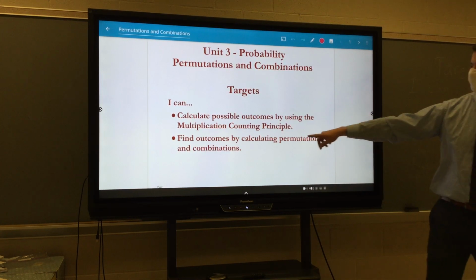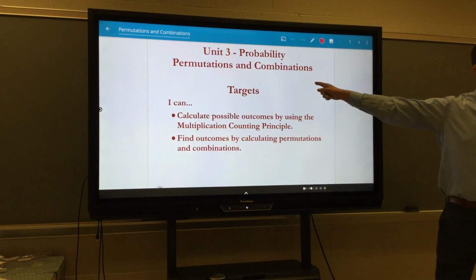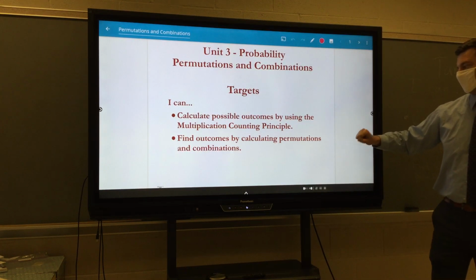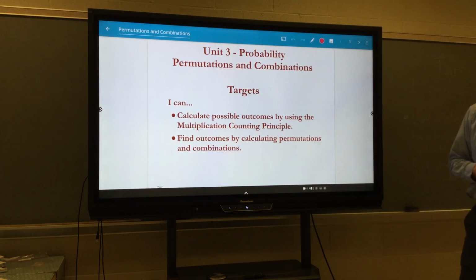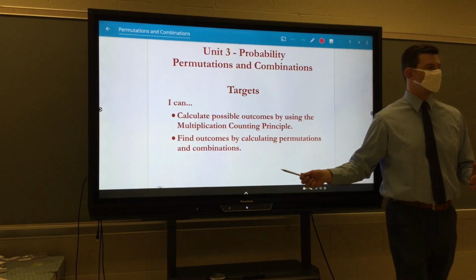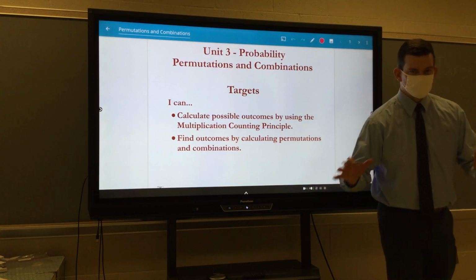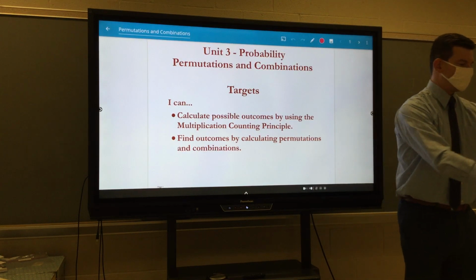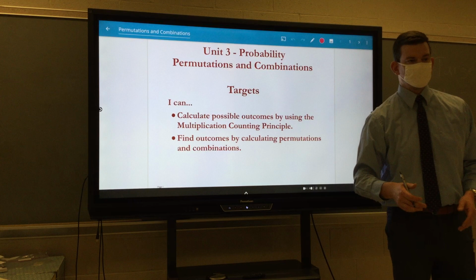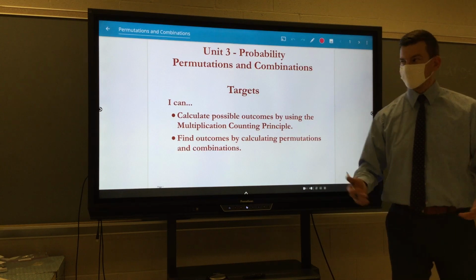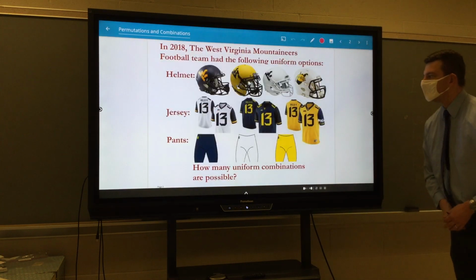So this is all based off of this counting principle that we're going to see in just a second again, and then be able to calculate these permutations and combinations. I will be showing you the equations for them. I don't really care about you using the equations. We have the calculator. I'll show you how to do that with the calculator coming up as well. That's what's helpful.